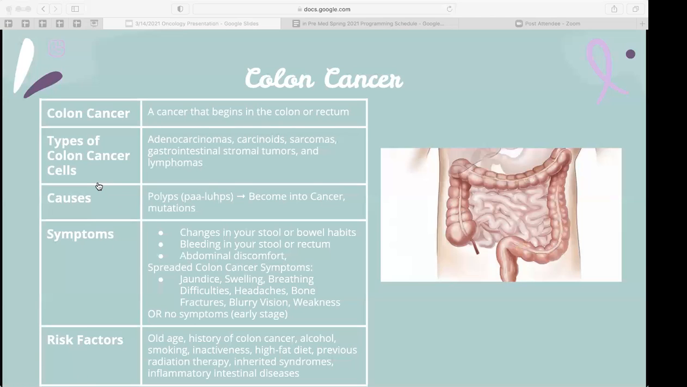For those who have colon cancer, statistics say that the 5-year survival rate is 63%. As for rectal cancer, it is 67%. The treatments for colon cancer include surgery, chemotherapy, radiation, or medicines.